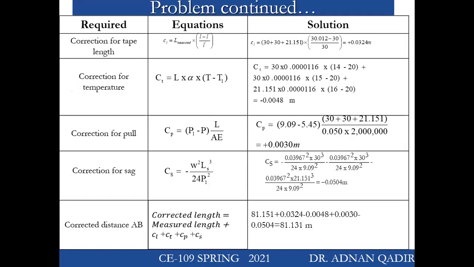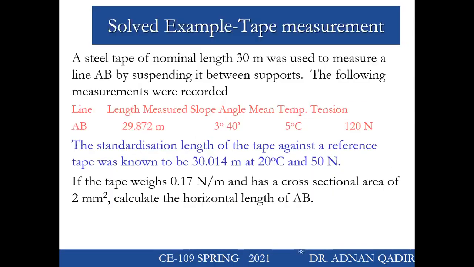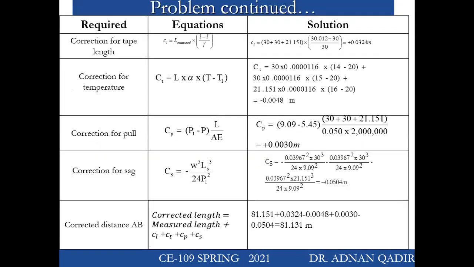So for correction of the length, we accumulate all the length. So 30 plus 30 plus 21.5, incorrect length of 30.012, nominal length 30. So you come up with this plus 0.0324 meter.